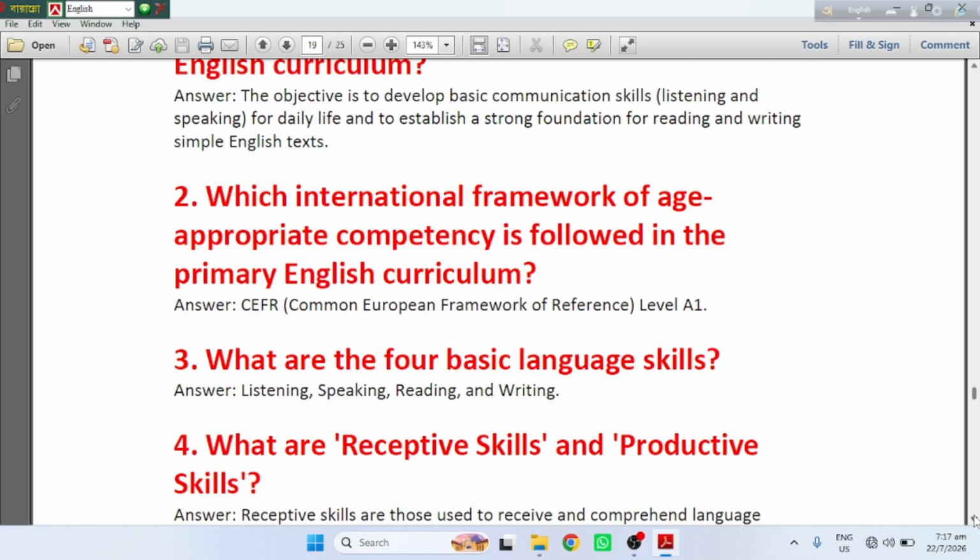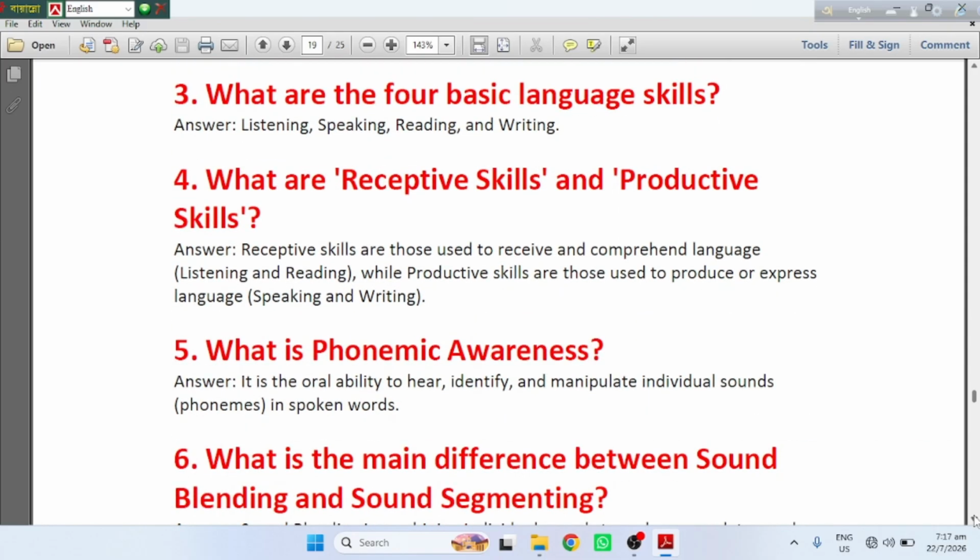What are the four basic language skills? Listening, speaking, reading, and writing. What are the receptive skills and productive skills? Receptive skills are those used to receive and comprehend language, listening and reading, while productive skills are those used to produce or express language, speaking and writing.